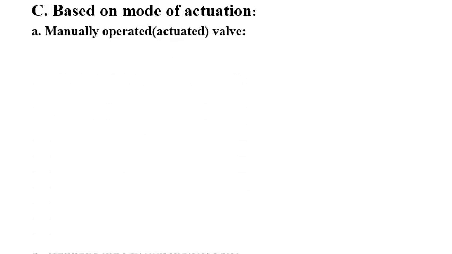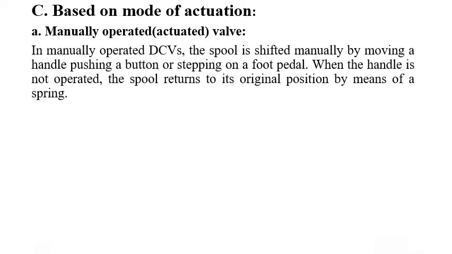Now we'll move on to the first one, manually operated valve. In manually operated direction control valves, the spool is shifted manually by moving a handle, pushing a button, or stepping on a foot pedal. When the handle is not operated, the spool is returned to its original position by means of a spring. Manual actuation is commonly used in semi-automated machine tools and in mobile equipment.